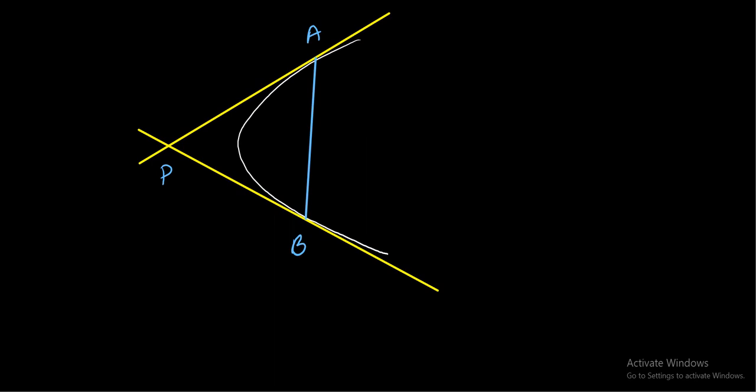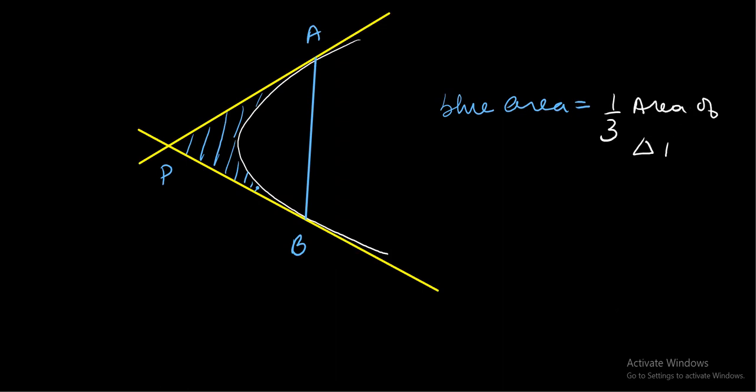Okay. Now what I want is this area, and I'm telling you the formula that we will be using here. So this required area, the blue region's area, is equal to 1/3 the area of triangle PAB. What is triangle PAB? The triangle which is formed by the pair of tangents and their chord of contact. Whatever area of triangle PAB you get, if you take 1/3 of it, you will get this area.